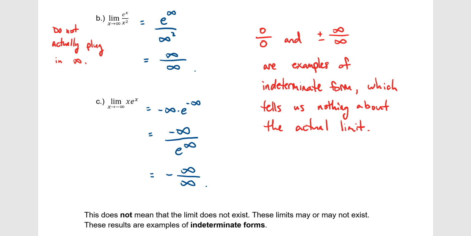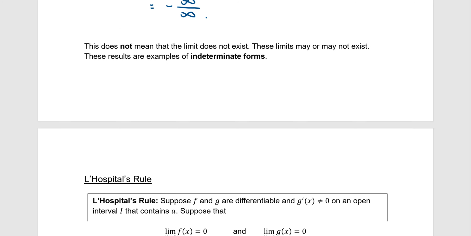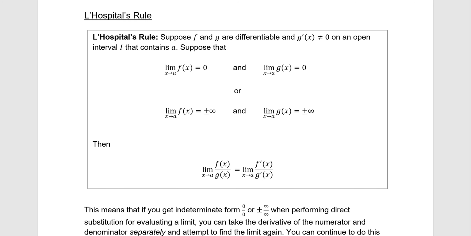So all of these are examples of indeterminate form, 0 over 0 and plus or minus infinity over infinity. And this tells us nothing about the actual limit. This is not the answer to the limit. And it does not mean that the limit does not exist. It means that we're going to have to do something else to actually figure out what this limit is. So that brings us to L'Hopital's rule.